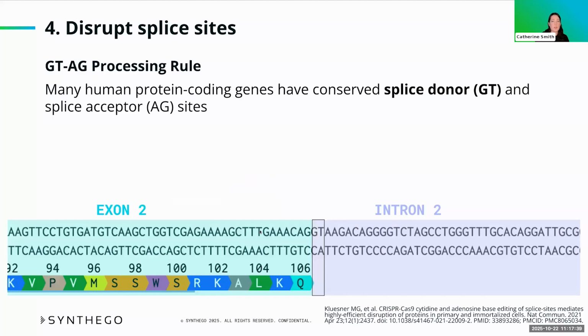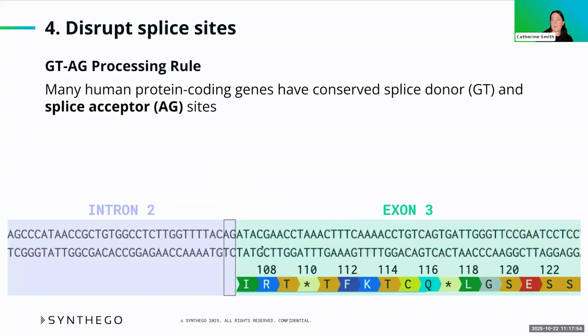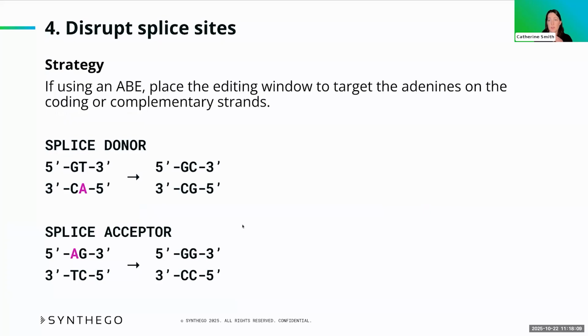The final gene disruption strategy that we'll be discussing today is a splice site disruption strategy. This strategy typically leverages the fact that most human protein coding genes have a conserved splice donor site, the GT shown here, and a conserved splice acceptor site, the AG shown here. Again, the nice thing about using a splice site disruption strategy is that you can use either an adenine or a cytosine base editor to target either the splice donor or the splice acceptor.